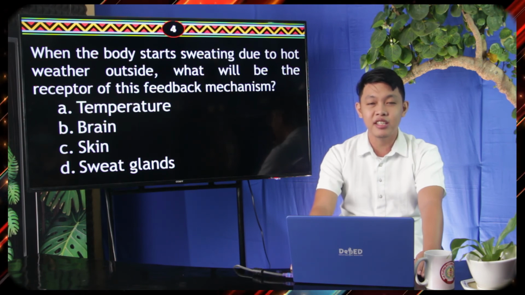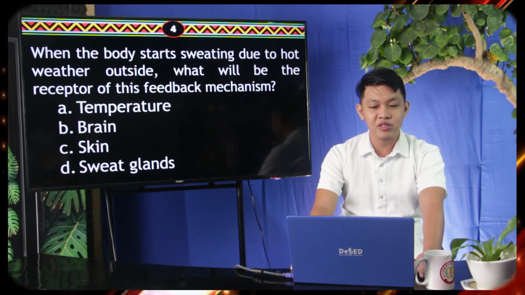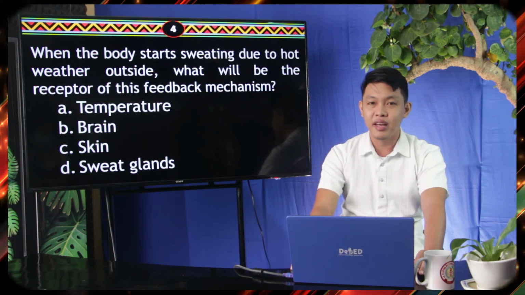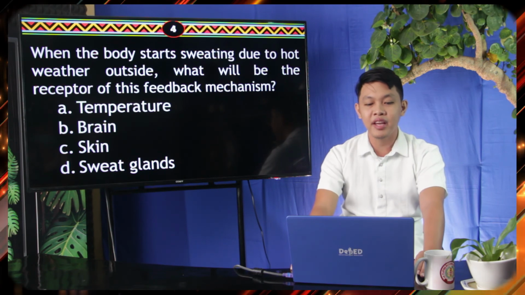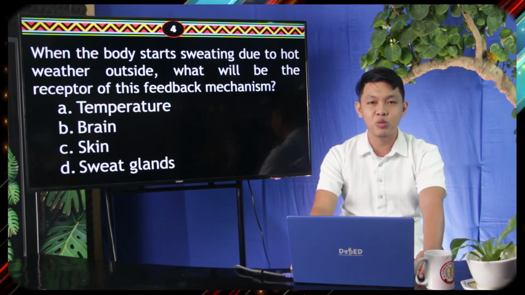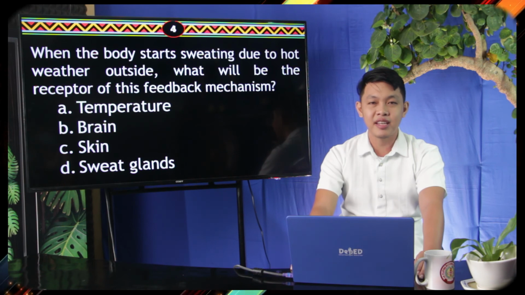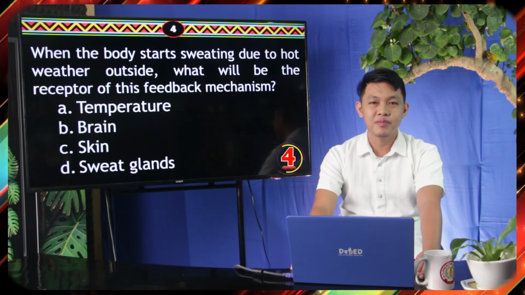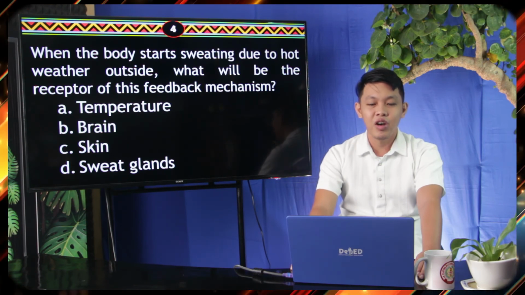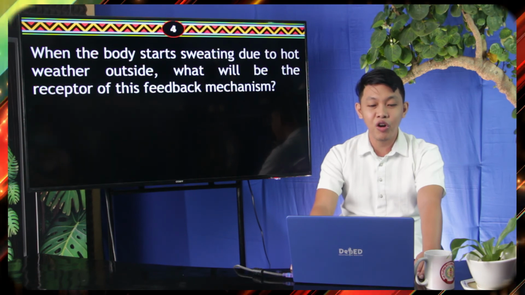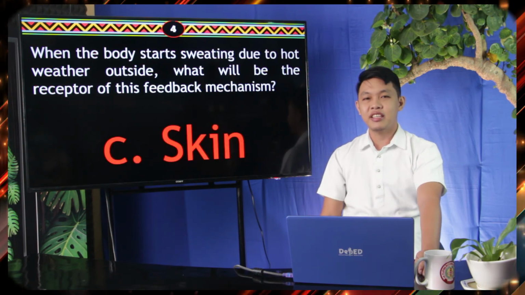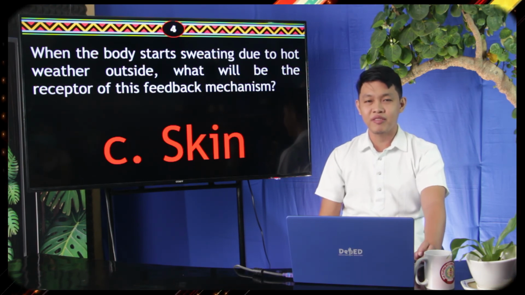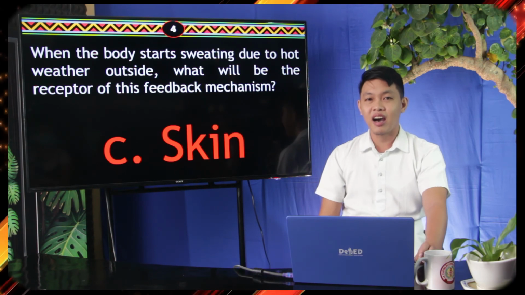Again, when the body starts sweating due to hot weather outside, what will be the receptor for this feedback mechanism? A, temperature. B, brain. C, skin. Or D, sweat glands. Your 5 seconds starts now. Okay, the correct answer for number 4 is letter C, because the skin receives the stimulus from the environment. It senses the hot temperature.